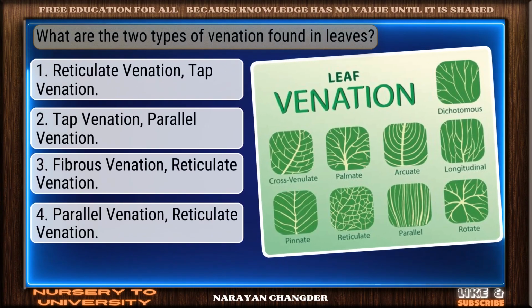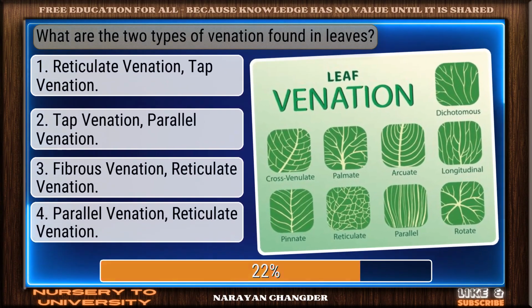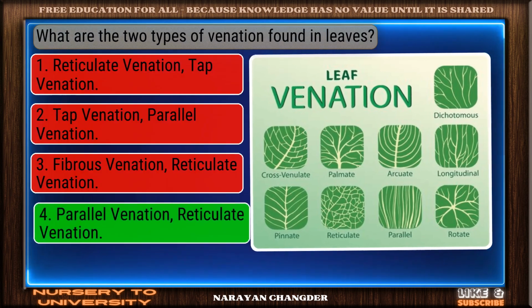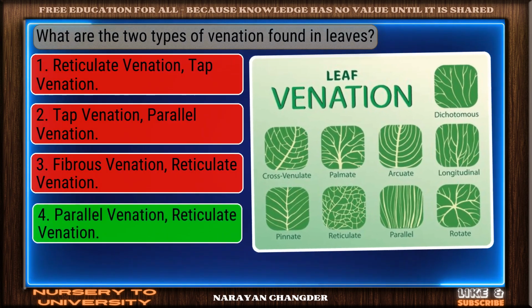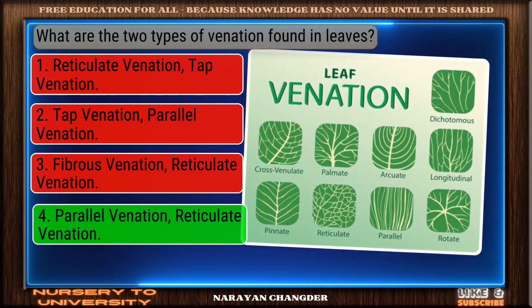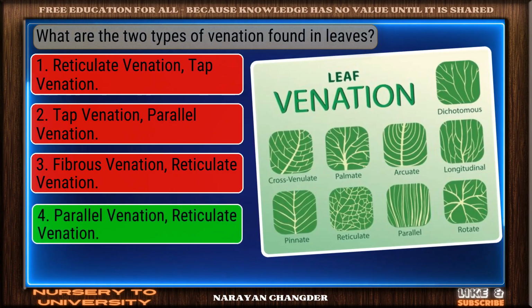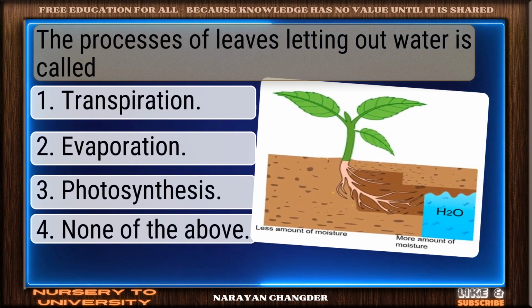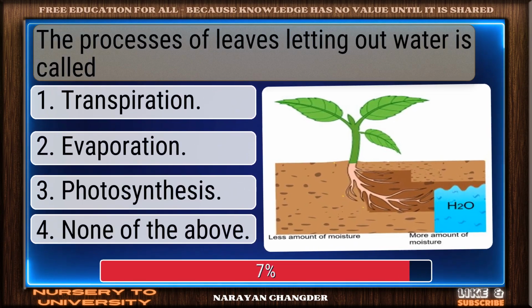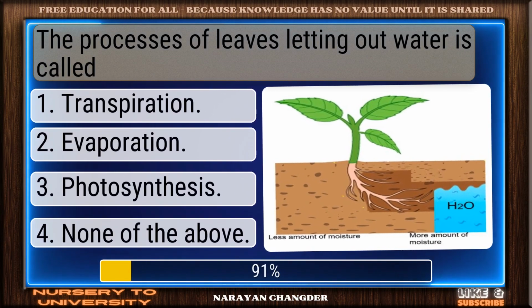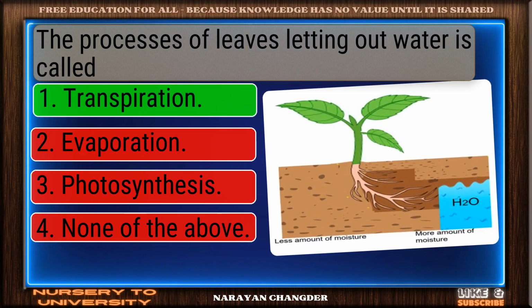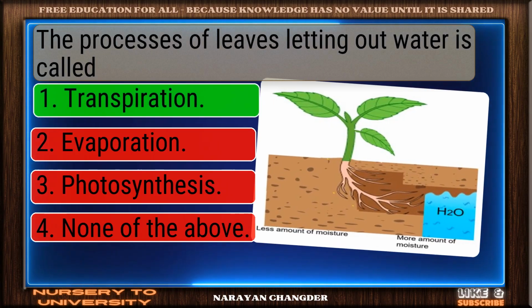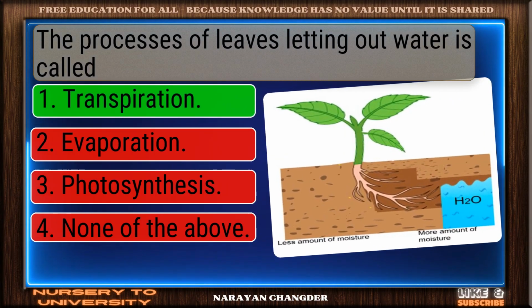What are the two types of venation found in leaves? You're right. Parallel venation, reticulate venation is the correct answer. The processes of leaves letting out water is called. Correct response. Transpiration is the most accurate answer.